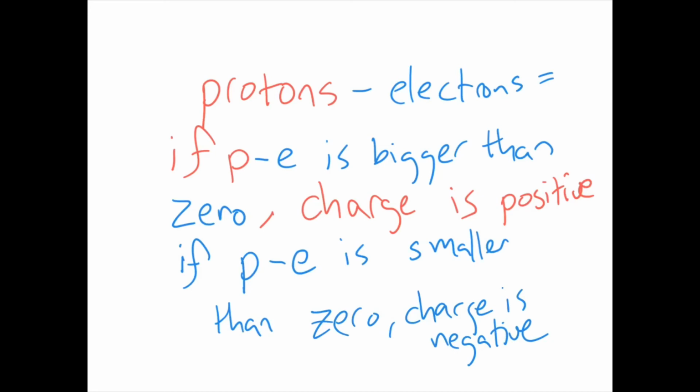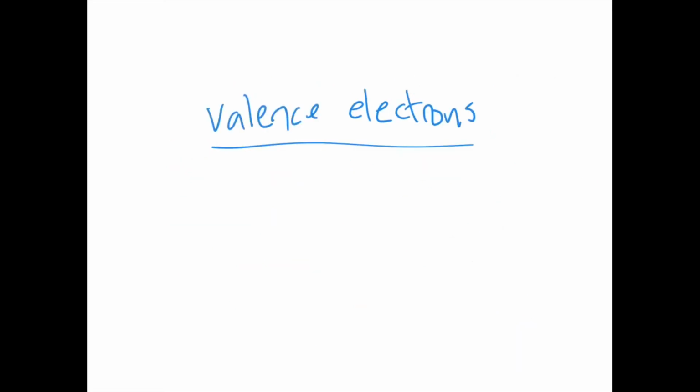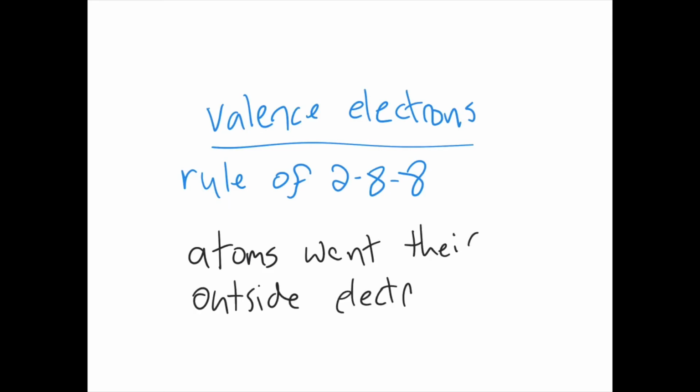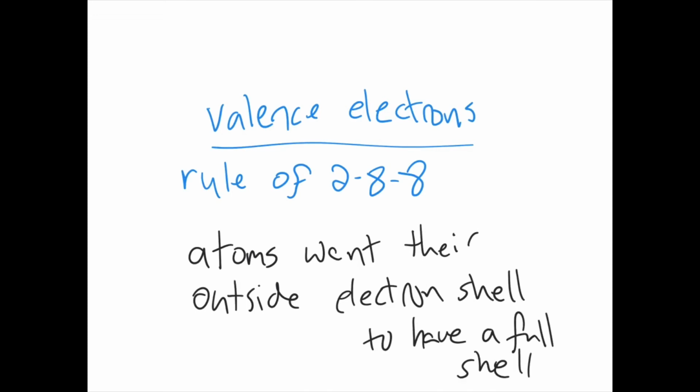Let's talk about some special electrons. We call them valence electrons. Valence electrons are the amount of electrons on the outermost shell. Atoms want to fill their shell. The first shell is 2, the second shell is 8, and the third shell is 8. So whichever one is the outermost one, that's what the atom wants to fill up or give away.